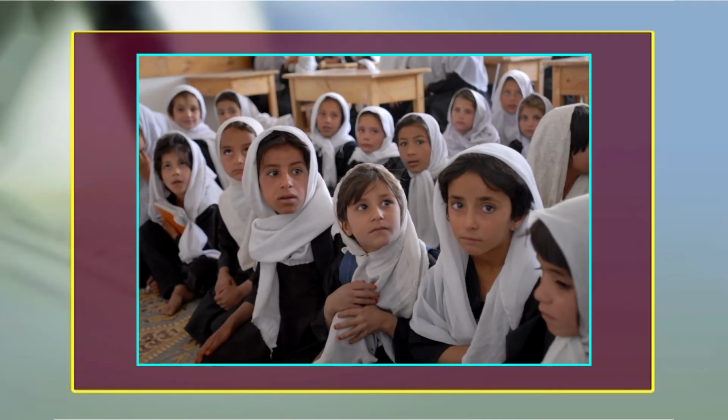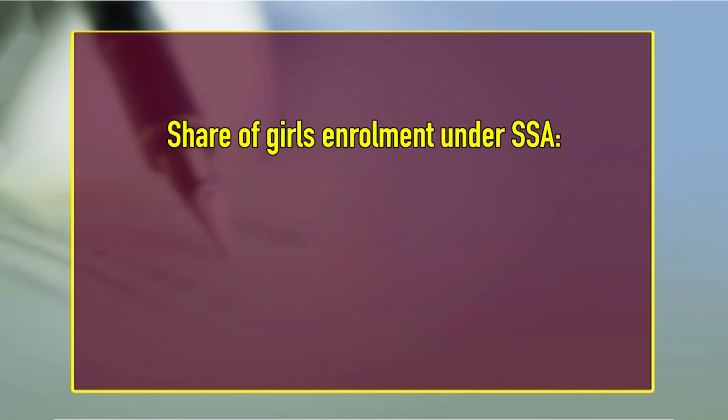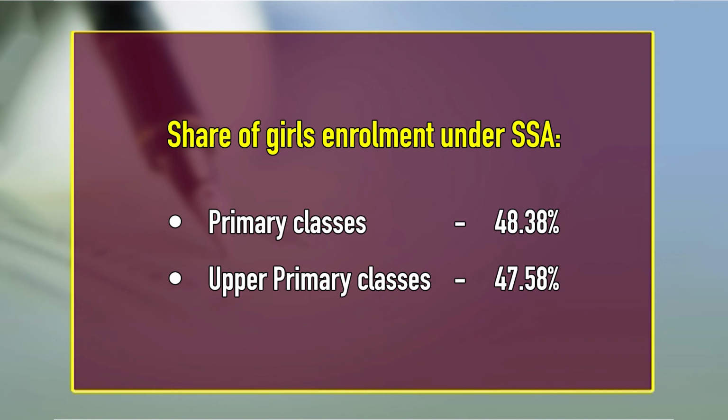Share of girls in primary and upper primary classes under Sarva Shiksha Abhiyan has increased. The share of girl enrollment in primary classes was 48.38%, and in upper primary classes this share was 47.58%. These findings indicate that SSA has been effective in various areas in promotion of UEE with all its interventions: infrastructure development, and enrollment of girls and SC/ST also got a boost under SSA.